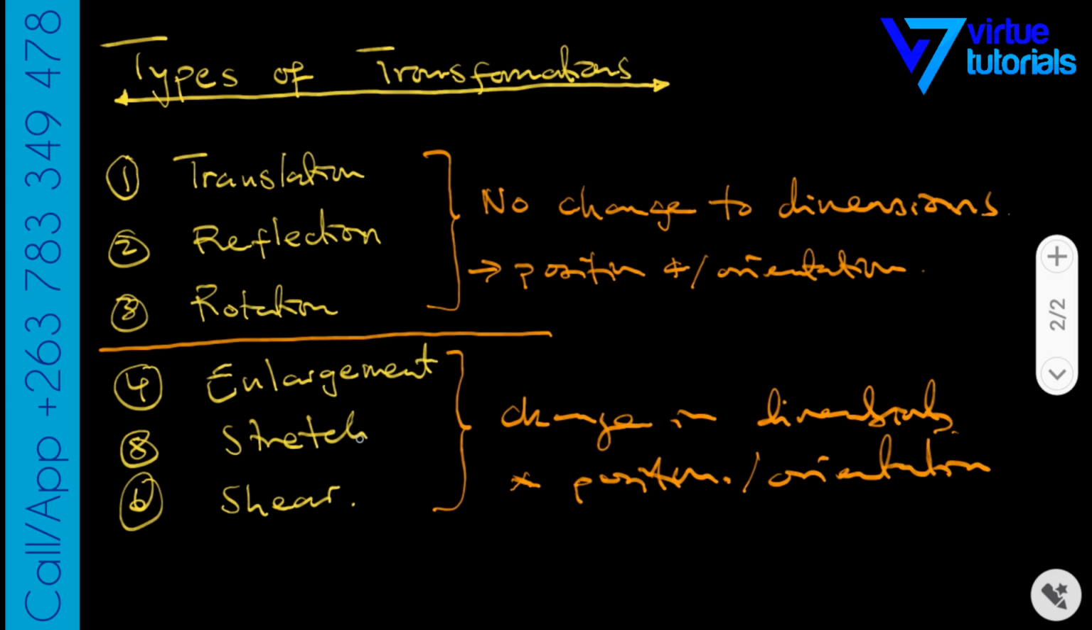So if you have enlargement, stretch, and shear, the image and the original shape before the transformation look different. But if you have translation, reflection, and rotation, the shape and the image look exactly the same. The only difference is the position and the orientation. So this is the first thing you need to understand before we proceed. We shall go into looking into each and every one of these transformations one by one.